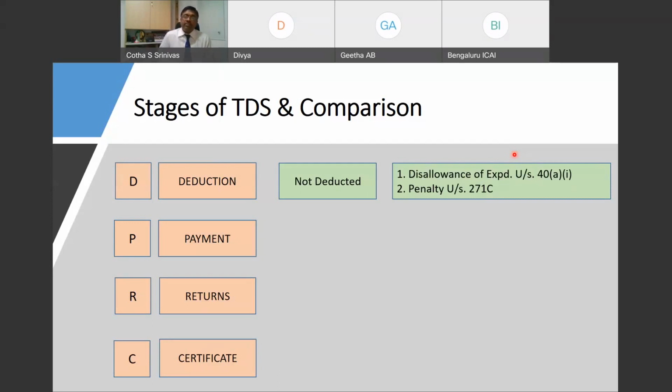Apart from this, there is disallowance of expenditure. He is claiming that 10 lakhs as expenditure. Under 40A(1), 100% of that expenditure will be disallowed.